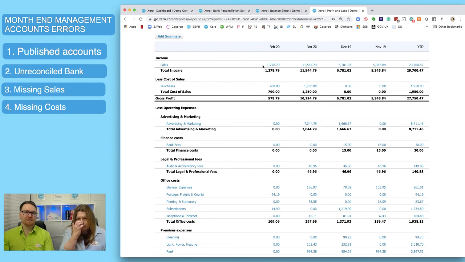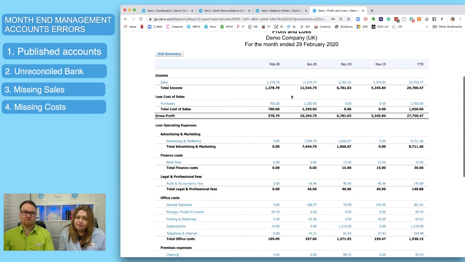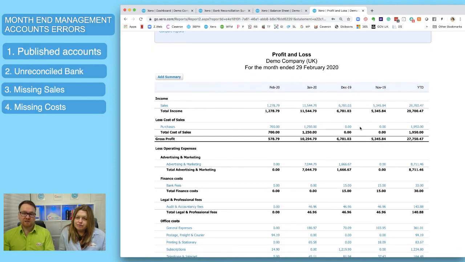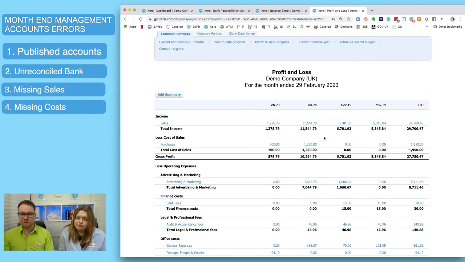Now, if you have reconciled your bank account fully, you'll usually identify a lot of these in the first instance. But what you might find is that on some of your supplier accounts, where you have credit terms, you might be missing items. As an example, in December 2019, I know full well I should have had a purchase for my cost of sales account. It might just be that you haven't paid the supplier yet, but the invoice is well and truly raised.